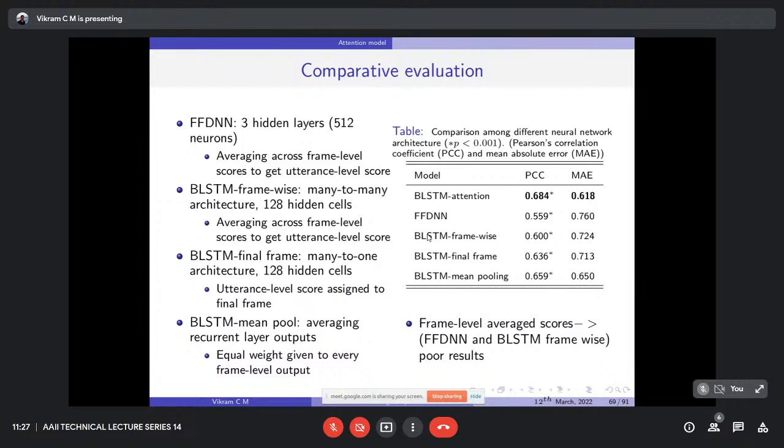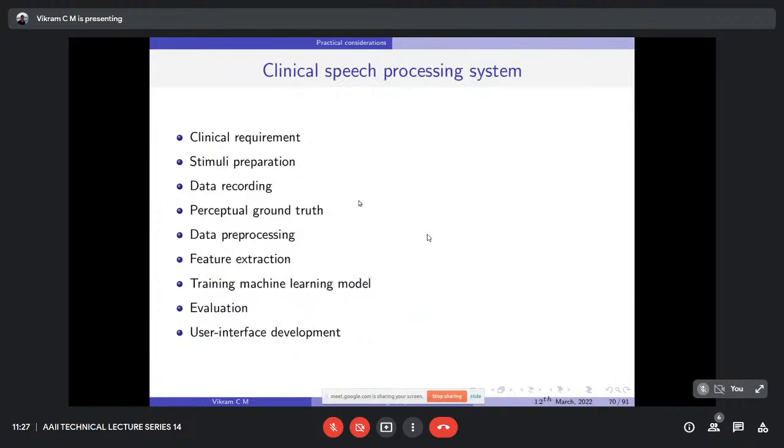So by using the attention model, we just solve this issue. When coming to clinical speech research, there are a lot of practical issues we need to consider. Say, one is what is the clinical requirement clinicians are expecting. Suppose we develop a clinical speech processing system, ultimately the speech pathologists, the paramedical team, or the patients are the end users for this system. For them, how we need to design the system.